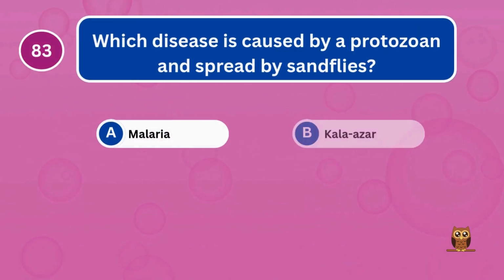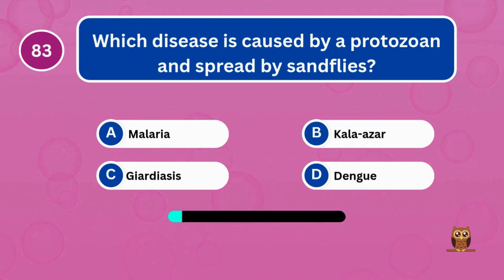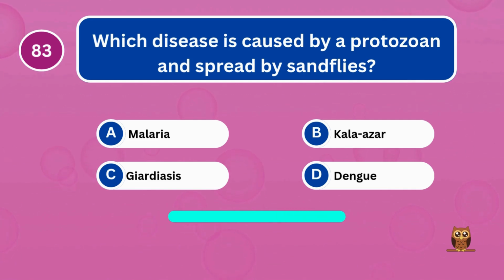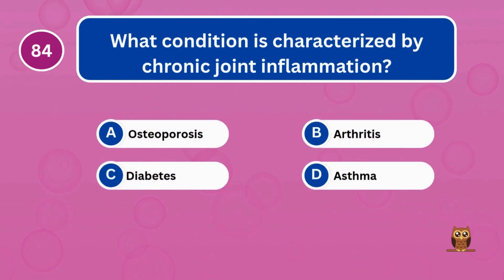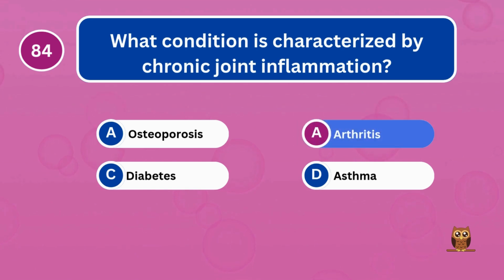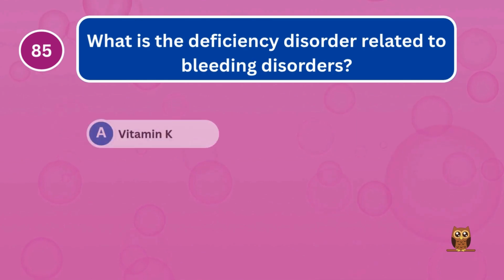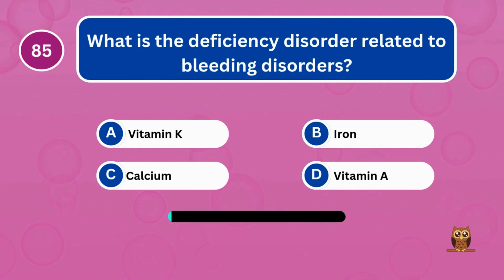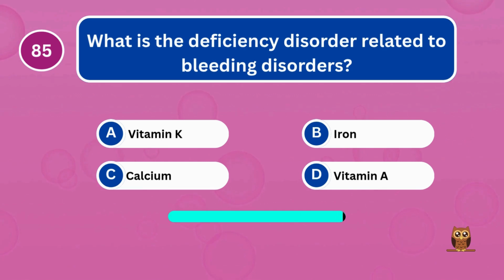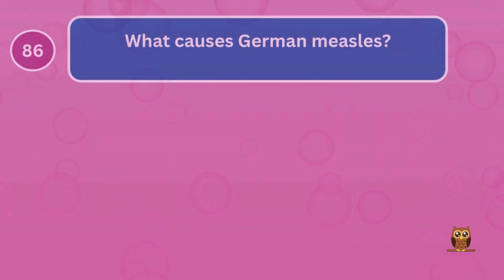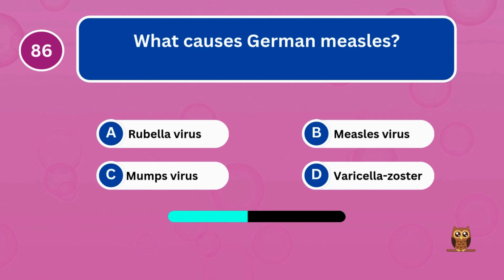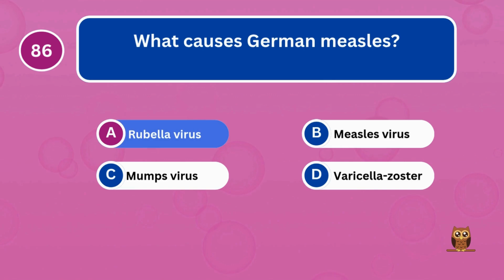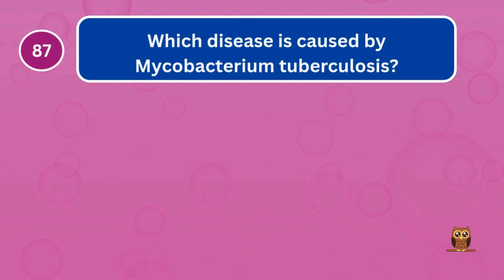Which disease is caused by a protozoan and spread by sandflies? Kala-Azar. What condition is characterized by chronic joint inflammation? Arthritis. What is the deficiency disorder related to bleeding disorders? Vitamin K. What causes German measles? Rubella virus.